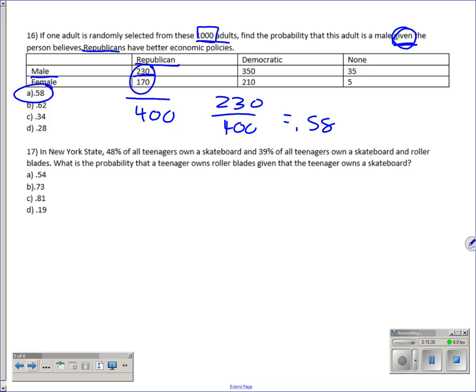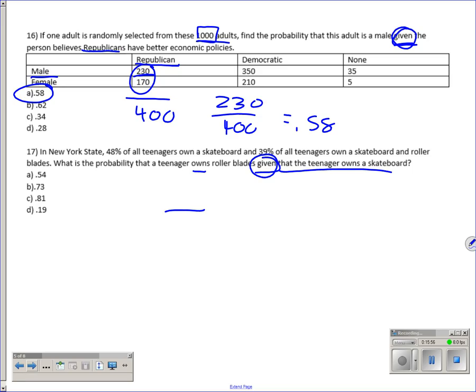Same thing with number 17. It says, in New York State, 48% of all teenagers own a skateboard, and 39% of teenagers own a skateboard and rollerblades. What is the probability that a teenager owns rollerblades given that the teenager owns a skateboard? There's my given statement. It's given that he owns a skateboard. So that's what my denominator needs to be, is that given probability.